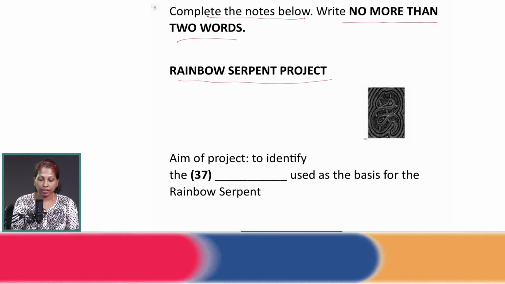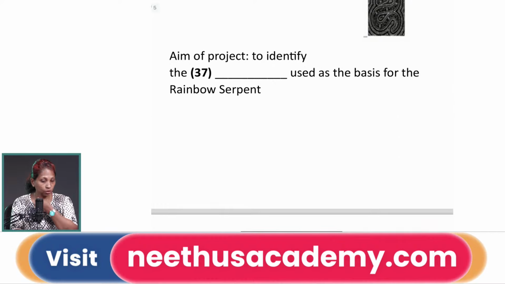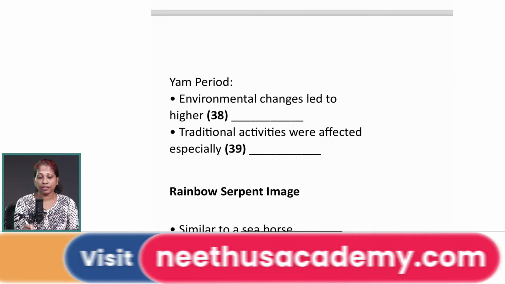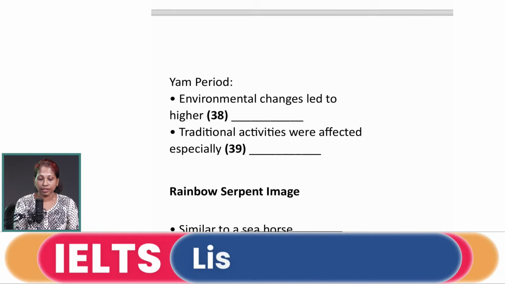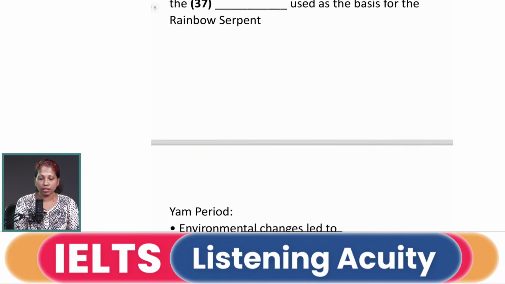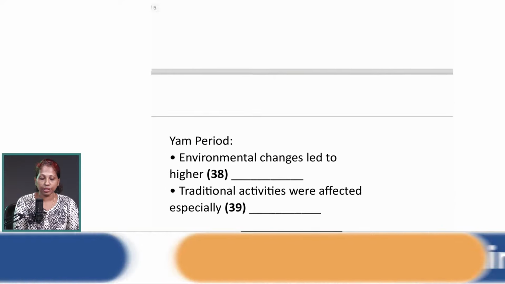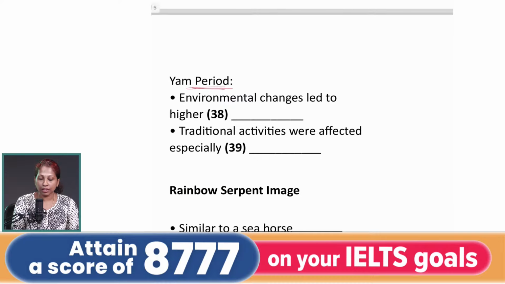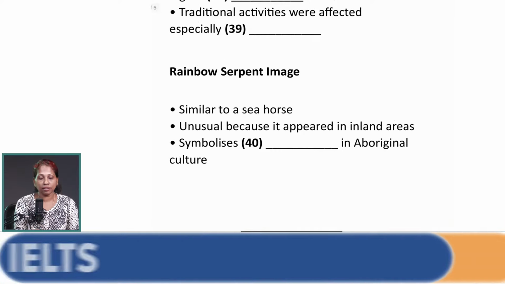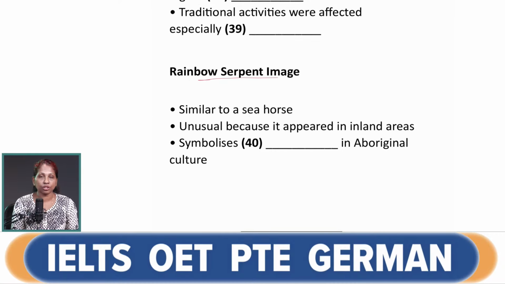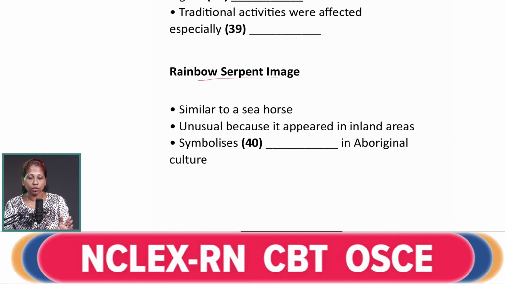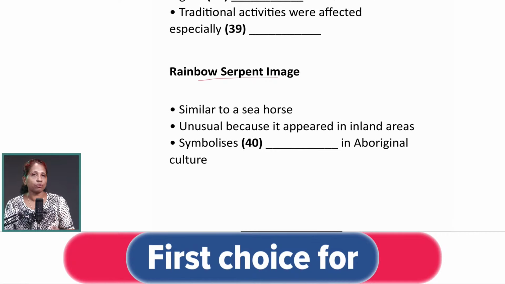Okay, and then they have got notes 37, 38 and 39, right? 38 and 39 actually have got another thing, which is about the yam period. These 2 notes are from the yam period. Then the last is again one title, rainbow serpent image, subtitle, and it has got notes, 2 notes which are already filled, and the 3rd note we have to fill.